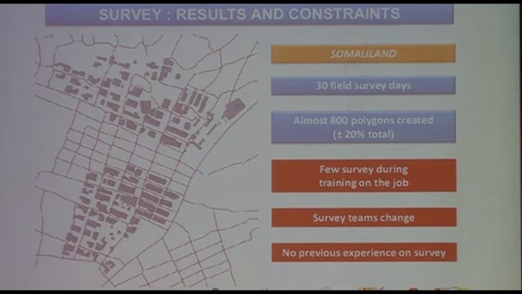The constraints: during the training on the job, it was the first day. So out of these 30 days, you have to take out some days for the training, and it was not so effective. And the survey teams changed. So because of some internal problems, we had to redo some training on the job in the field.